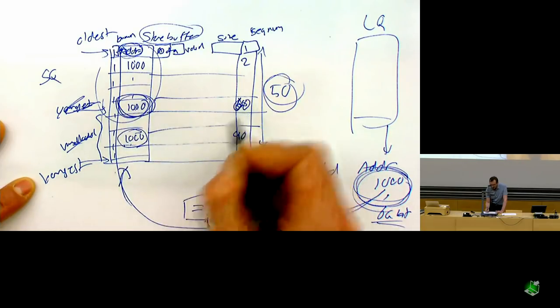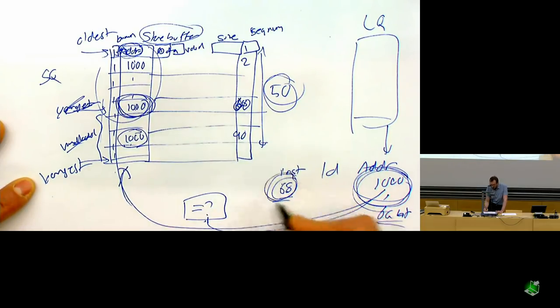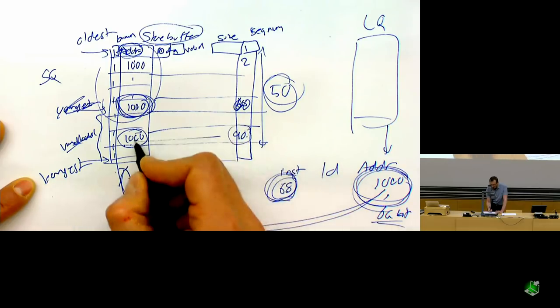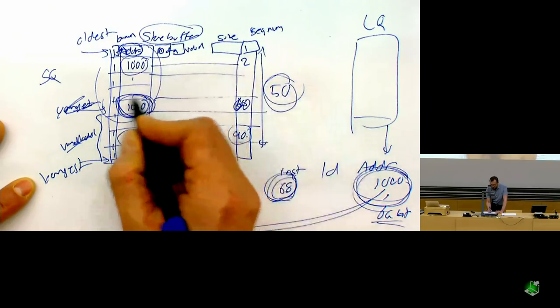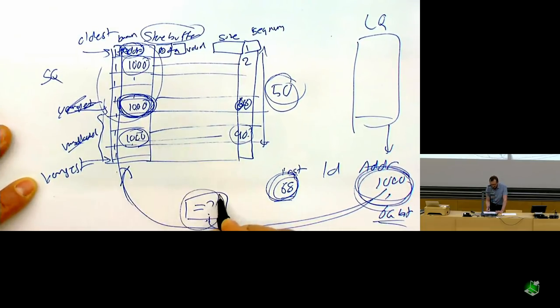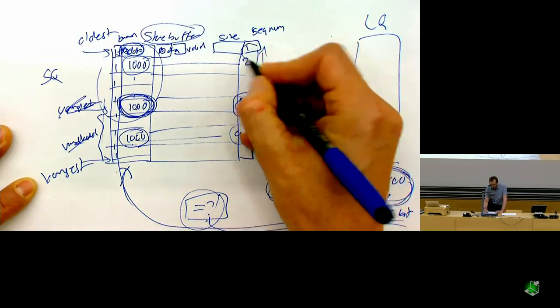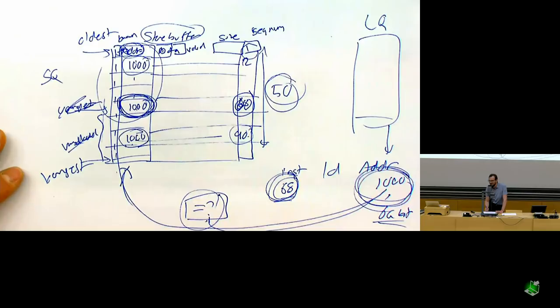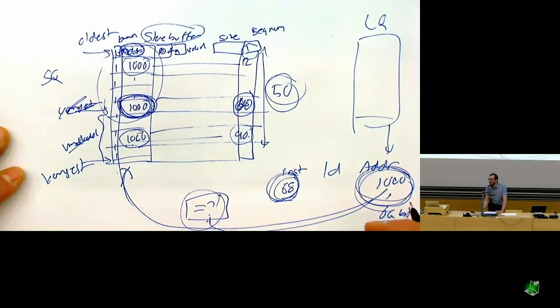Because this is instruction 60 in terms of sequence. And this is 68. You don't want to get it from here. You don't want to get it from here because this is the latest value, latest store that updated that address. Now it's not just a comparison, it's an age-based comparison. So you need to take into account the sequence number also. That sucks a little bit more. But that's not enough.